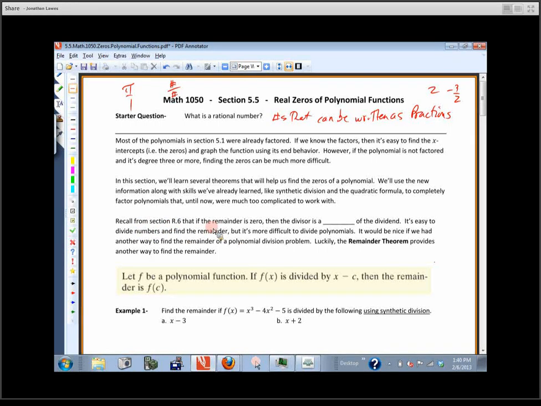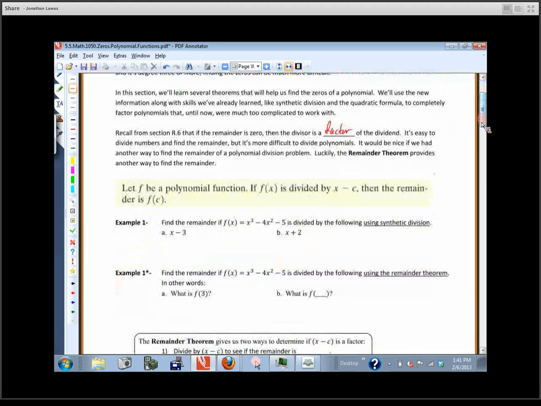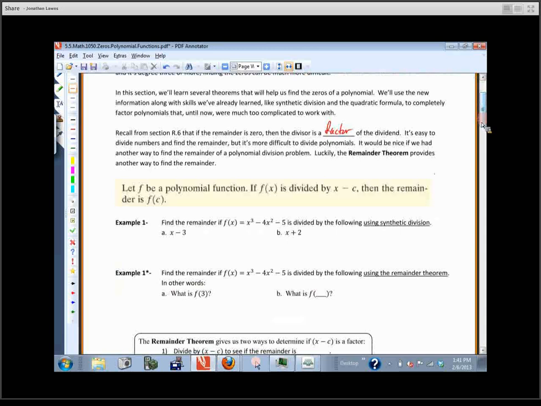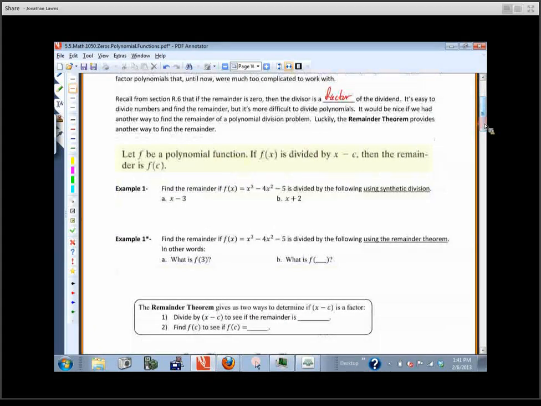So, recall from R6, if the remainder is 0, then the divisor is a blank of the dividend. What word goes there? Okay, factor. So if the remainder is 0, then we know we've divided by something that's a factor because it went in evenly. Now, with polynomials, we're going to learn some tools that allow us to figure out whether or not it's a factor, and we don't always have to do long division. And sometimes we don't even have to do synthetic division, although synthetic division has its advantages.